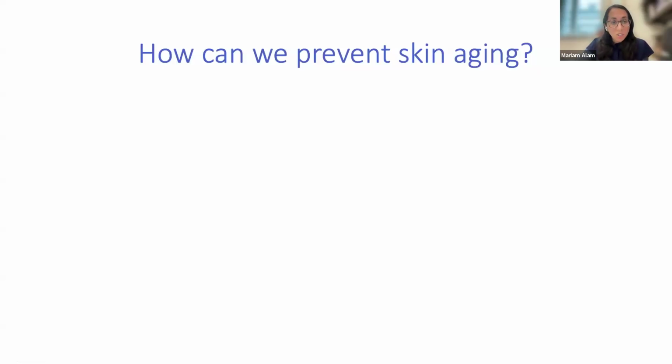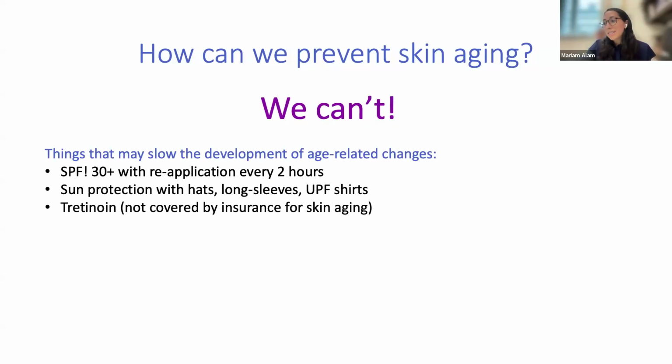So how can we prevent skin aging? We can't. But there are things that we maybe could do to help slow the progression of age-related changes. So the number one thing is sun protection in patients of all skin types. We recommend SPF 30 or above, reapplying every 2 hours. Sun protection with hats, long sleeves, UPF shirts, which have sunscreen kind of baked into the fabric, are all really great tools that can help prevent sun damage.